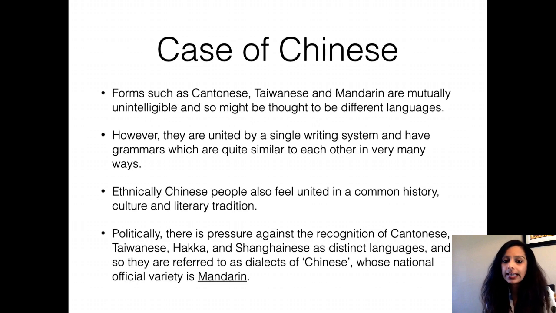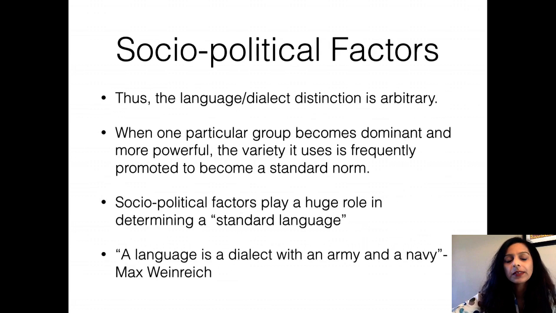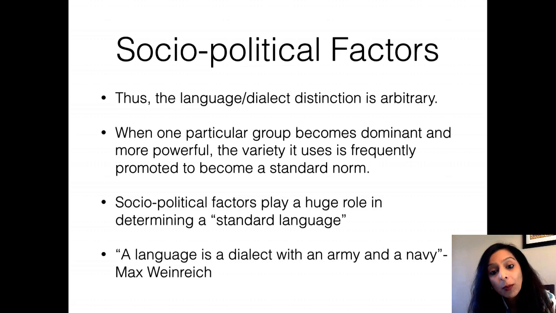This is because their government wanted them to be united with just one language, and the language that they chose was Mandarin. And therefore, they suppressed all the other dialects to the effect that the only official version of Chinese is actually Mandarin. So the distinction between language and dialect is quite arbitrary. And so what we can say is that when one particular group becomes dominant and more powerful, the variety it uses is frequently promoted to become a standard norm.